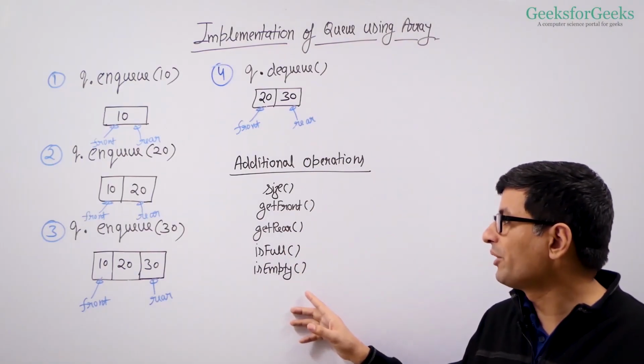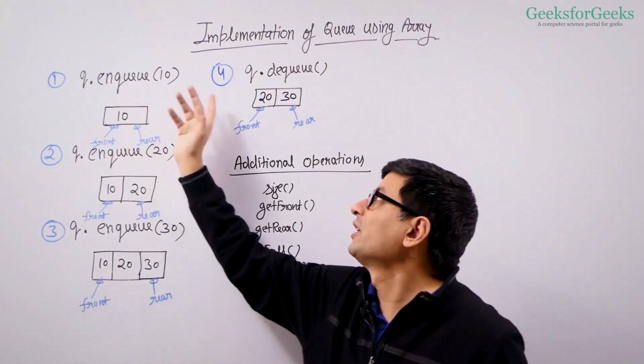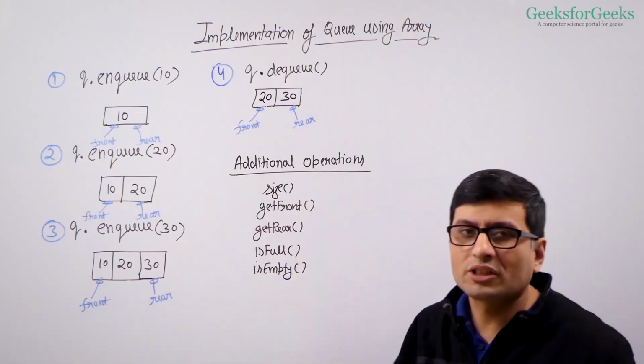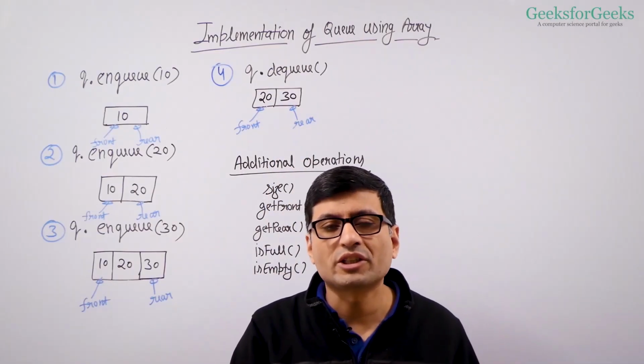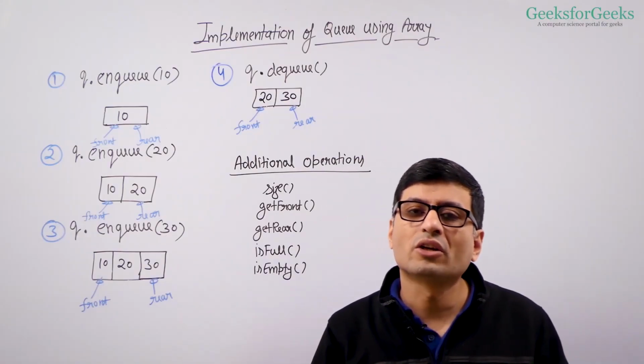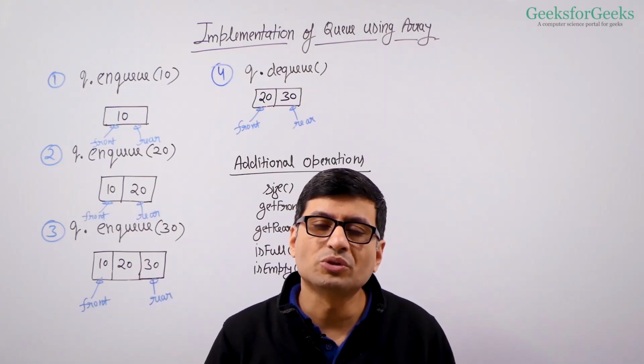And what is empty? When your array is empty or queue is empty. So our queue was initially empty. Now if we call DQ 2 more times, it will again become empty. So is empty should return true. If our queue is empty, it should return false if the queue is not empty. Now please pause this video and try to implement queue using array.